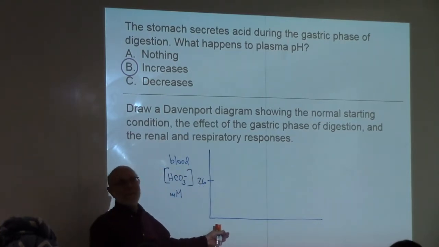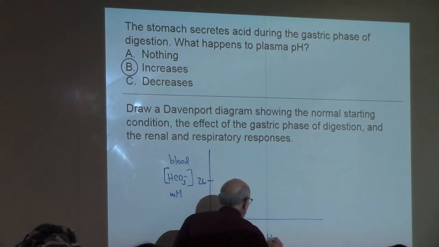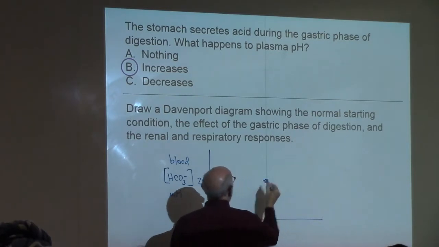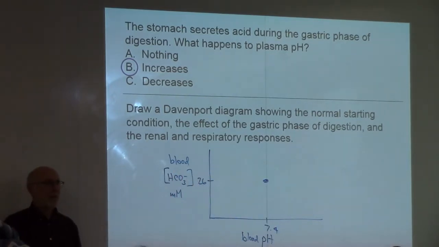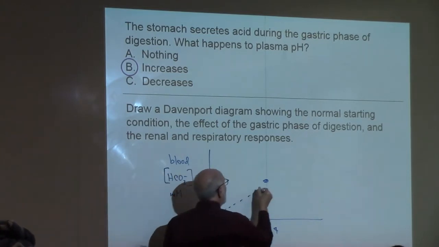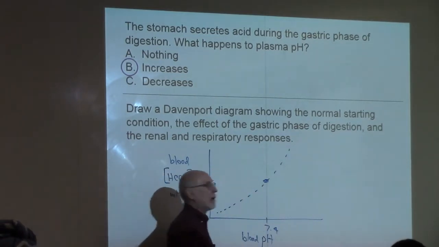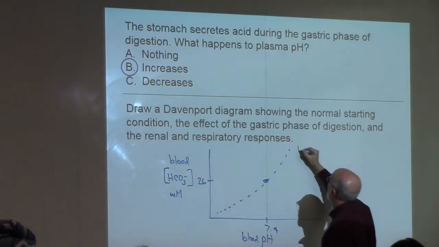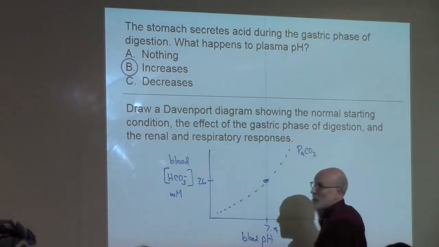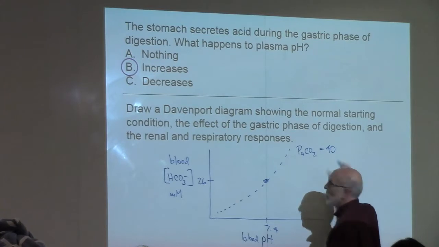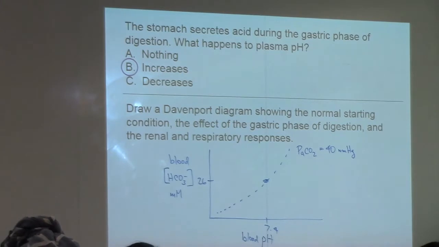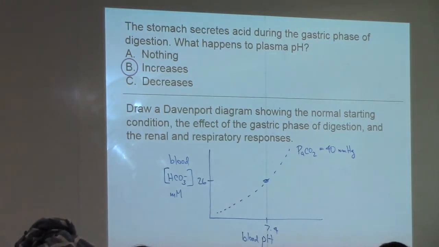What's the x-axis? pH. Blood pH. Plasma pH. 7.4 is a normal value. So here we are at the normal value. I think most of you did pretty well on this. We are breathing normally, so we are on this curve. How do we label this curve? Partial pressure of CO2 in arterial blood is 40, what are the units? Millimeters of mercury. Okay, so here's where we are before we start our meeting. This is the normal starting condition.